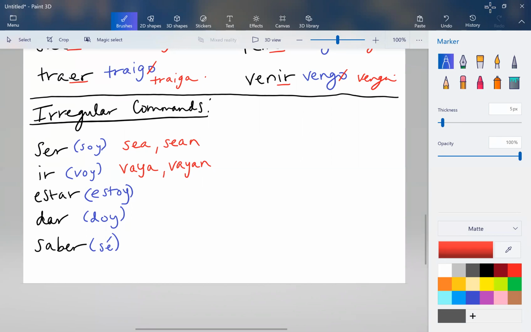For estar, it's esté, and we need the accent mark. What would it be for ustedes? Estén. For dar, it's dé. We need the accent mark. And what would it be for ustedes? Den. And for saber, we have sepa and sepan. Exactly.